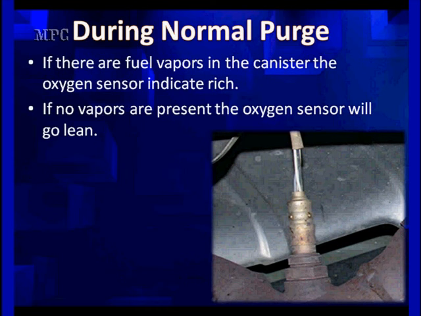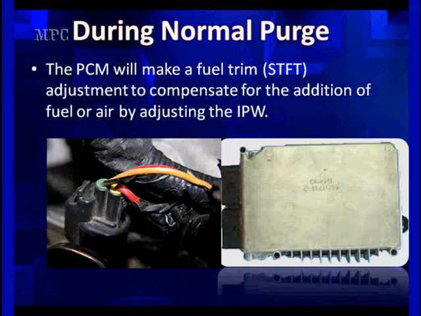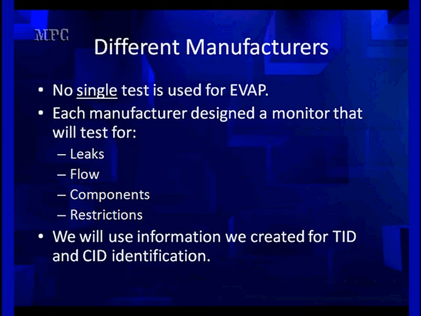We're going to show you the strategy used by the PCM to crack this open just a tiny bit before we open it all the way up, so we'll know what we're working on. So don't get concerned you're not going to be able to figure that out. During normal purge, the PCM will make fuel trim adjustments to compensate for the addition of fuel or air, depending on whether they have a loaded canister or not, by adjusting the injector pulse width. So we're going to show you the strategy of how it picks it up, and then how it makes adjustments. This is done so that the customer or the motorist feels no drivability impact.